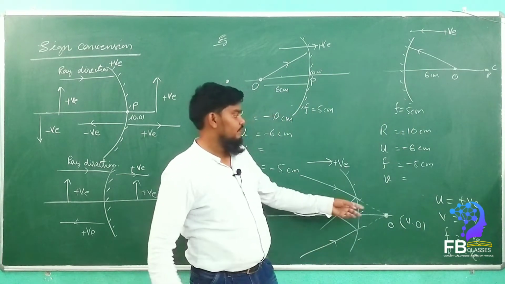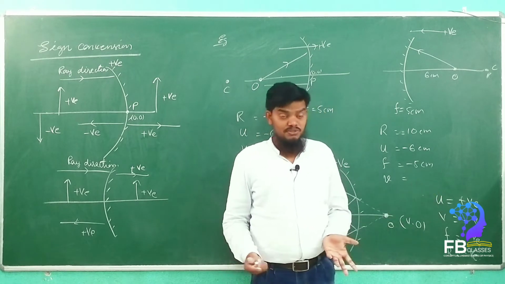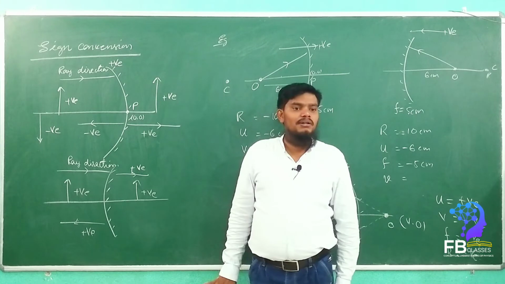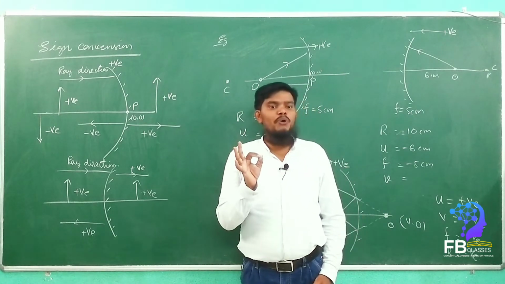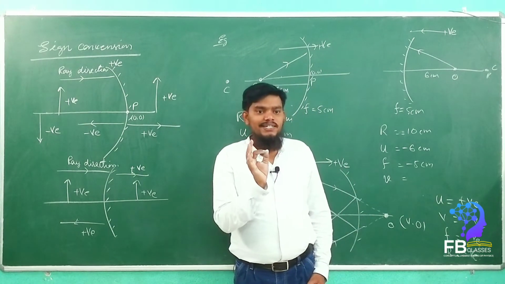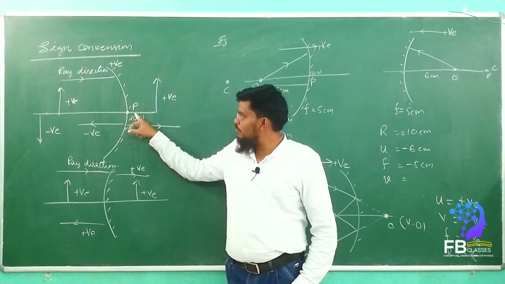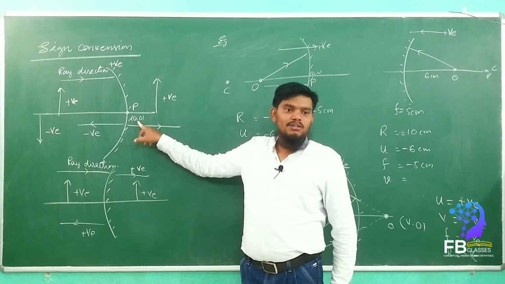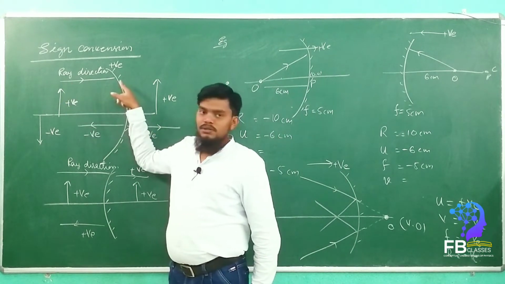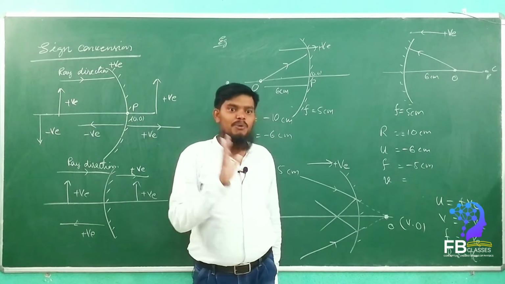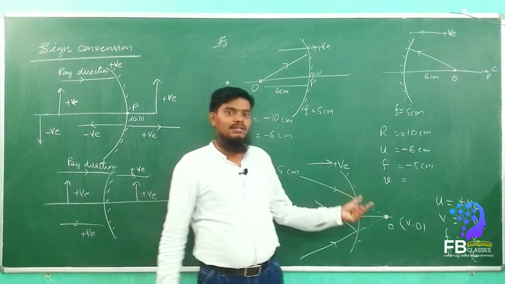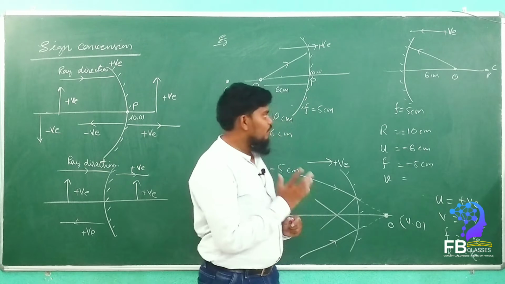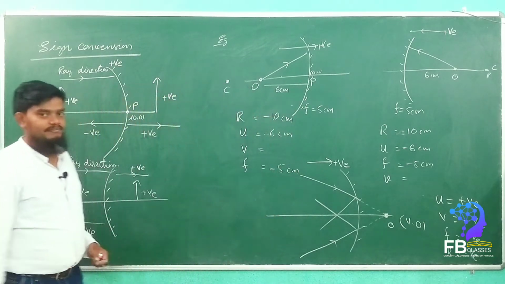So now U has come as positive. That is why it is very easy to remember the sign conventions. First, we have to understand that the pole is considered as the origin, then the useful ray direction is the positive direction, and all the others come automatically according to that. Are you getting my point? Please make a note of it, then we can go further.